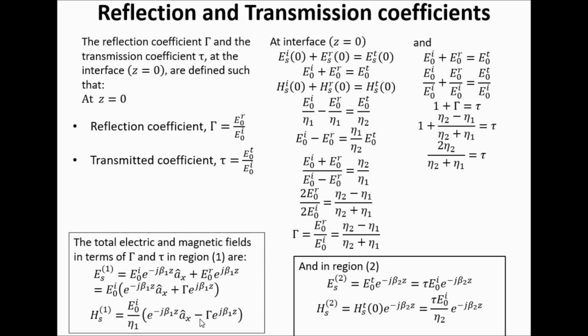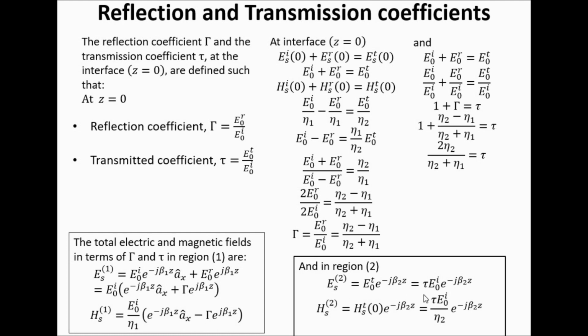So this is a very important concept to know, that if you have positive for the total electric field, then the total magnetic field must be negative. If you have negative for the total electric field, then the magnetic field will be positive. So this is a very important thing to know.